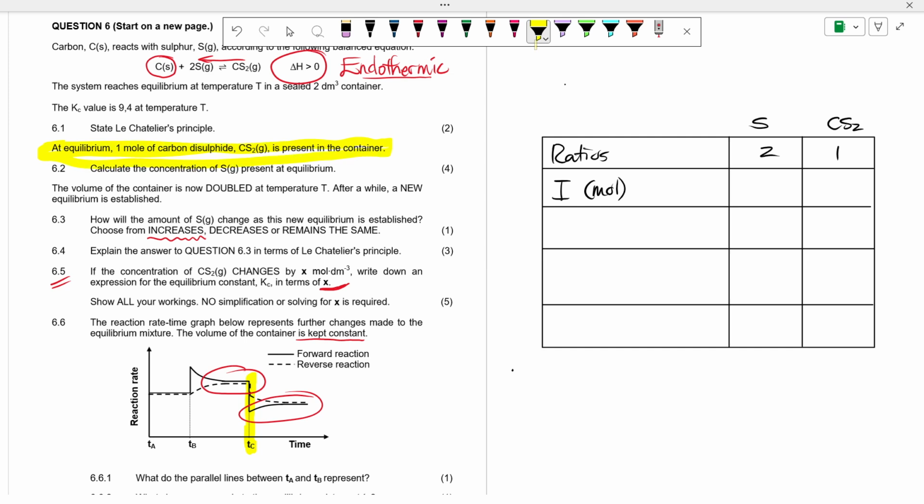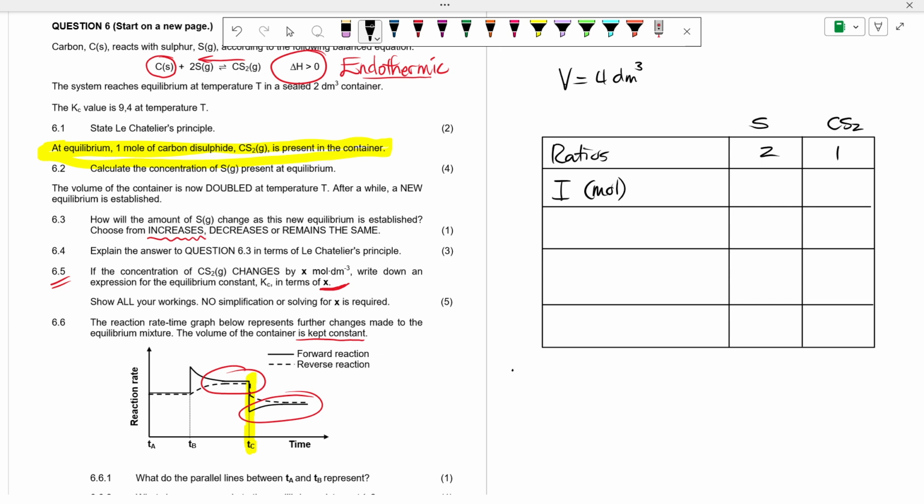Then the new statement just says the volume of the container is now doubled. First we know the volume is now 4 from 2. And after a while, a new equilibrium is established. How will the amount change? Explain the answer. If the concentration of CS2 changes by X. So this is now at equilibrium. They say that concentration will have to change. And we knew the concentration before. It was what? 0.5? 1. Oh, yeah, 0.5.